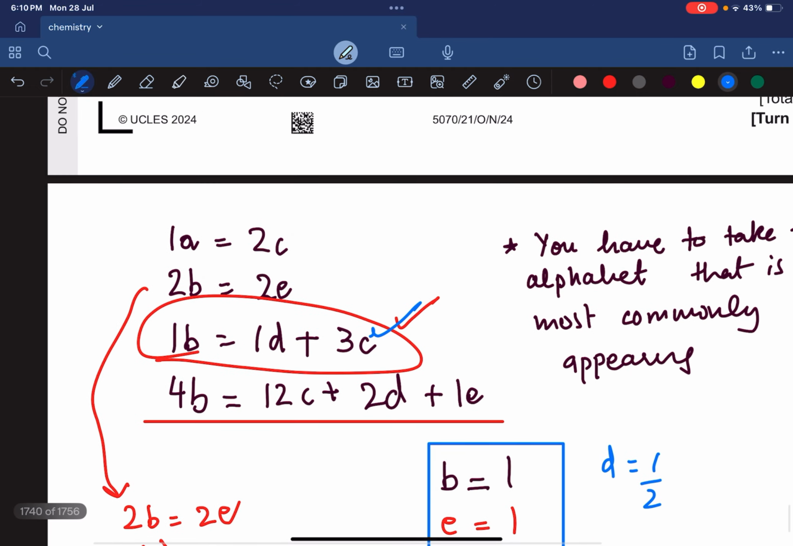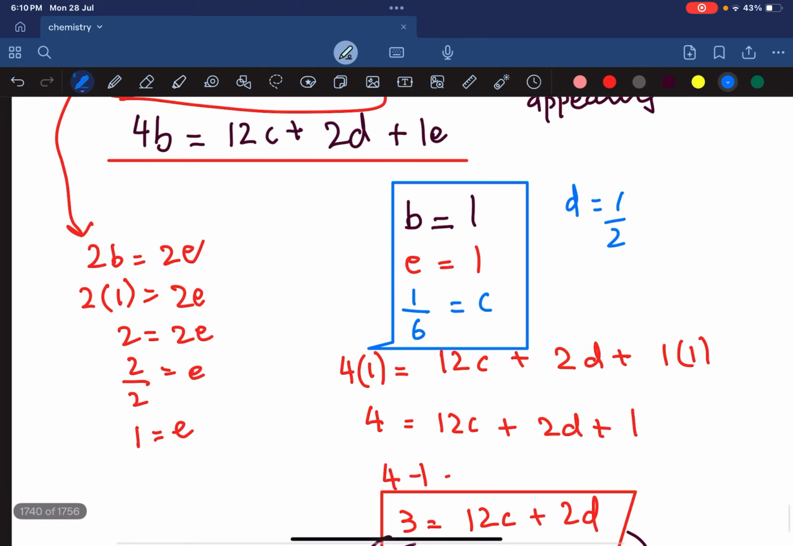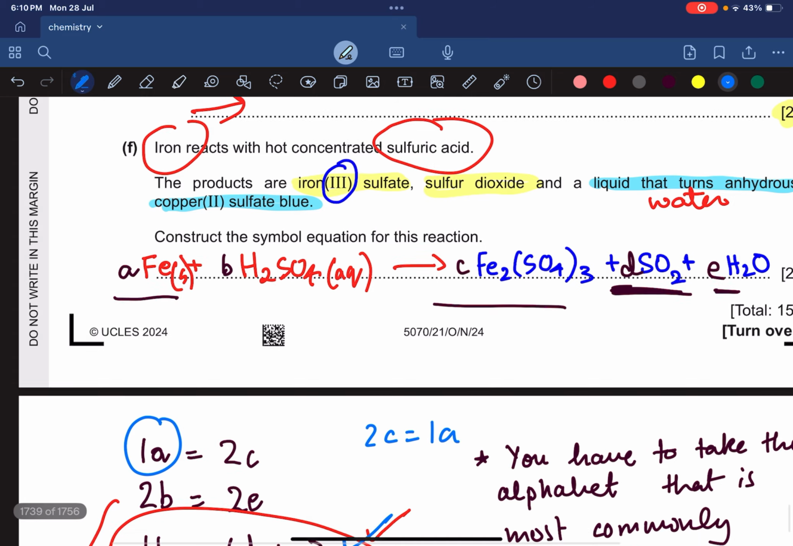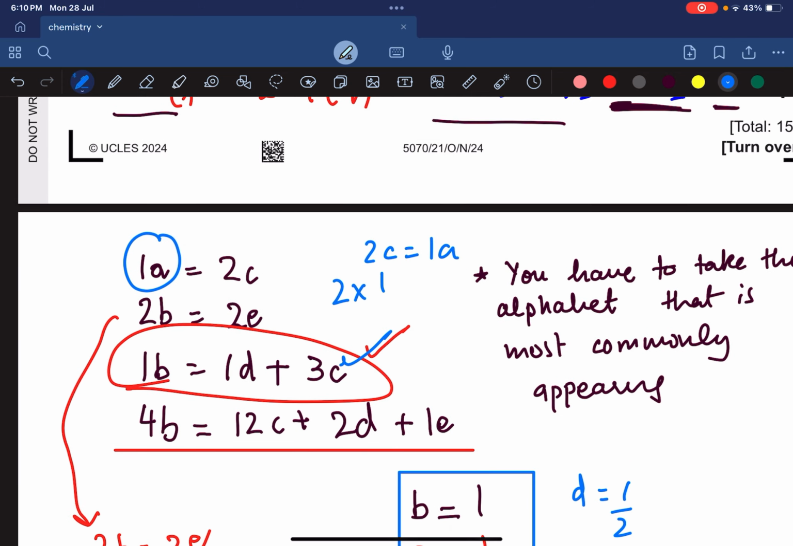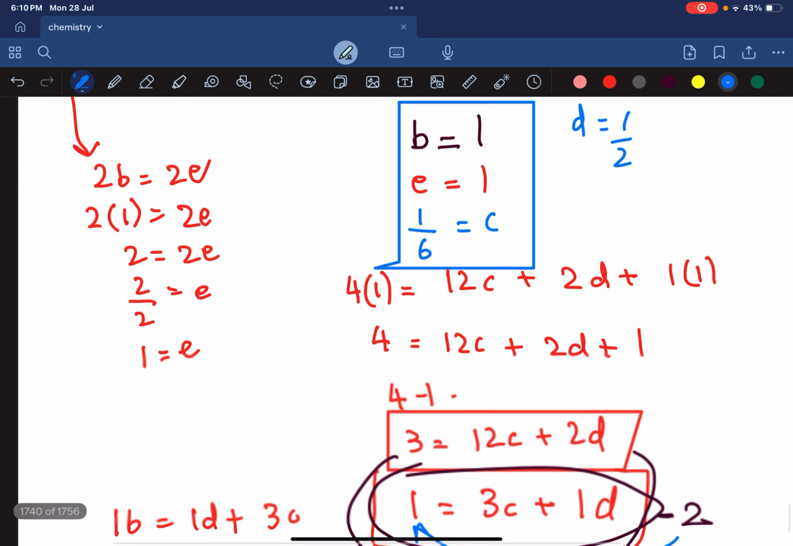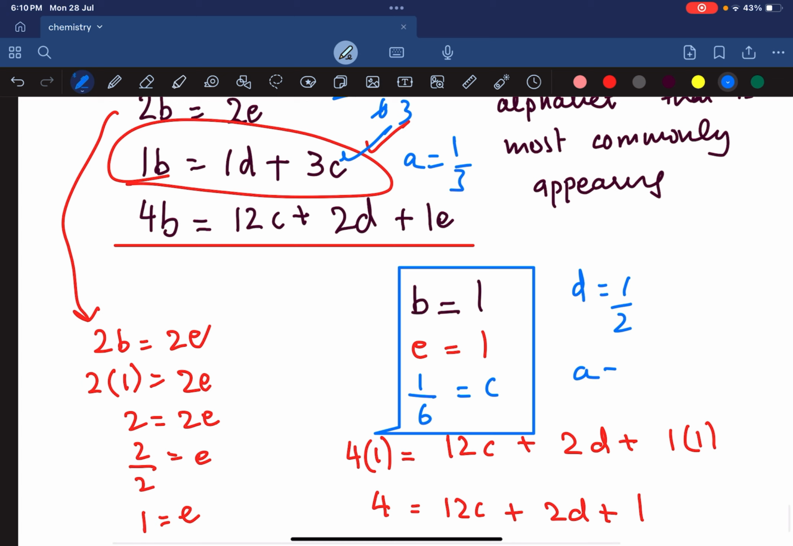And now for a, we have to find out 2c equals 1a. So what is the value of c? c is equal to 1 upon 6. So 2 times 1 upon 6 equals a. 2 ones are 2, 2 threes are 6, a equals 1 upon 3. a comes out to be 1 upon 3.